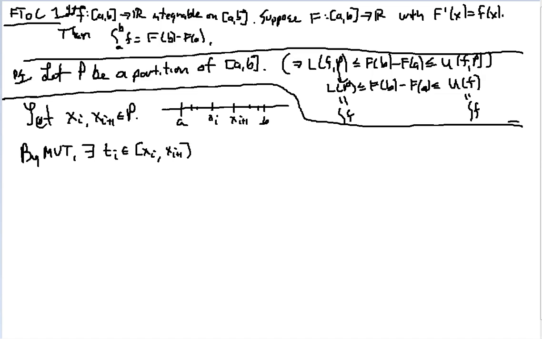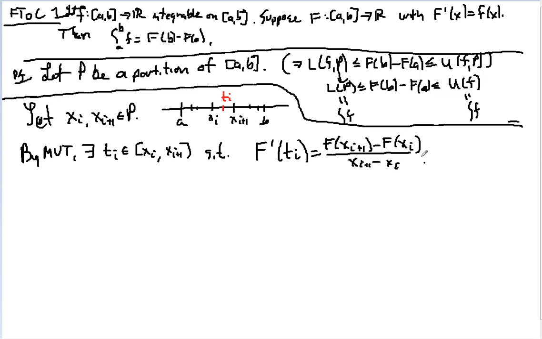So let's draw that into the picture. t_i such that F prime of t_i is equal to F of x_{i+1} minus F of x_i over x_{i+1} minus x_i. That all just means the mean value theorem. So I'm applying the mean value theorem to capital F, and I get this result.